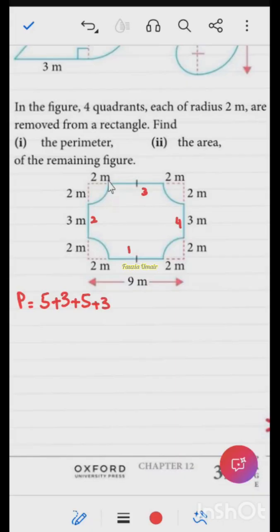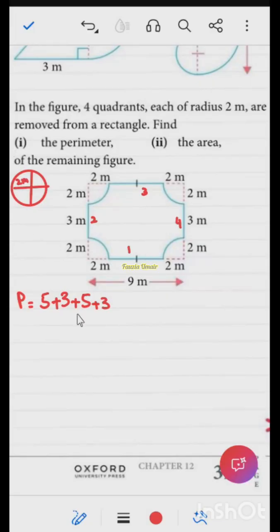Now look at these curves. This curve is basically a quarter of a circle, right? If we join all these curved sides, this is basically a complete circle, right? Because it is divided into 4 parts. If you add all these curves, this is the perimeter of a circle. Perimeter of which circle? With radius 2 meters. So we will calculate it and add it also.